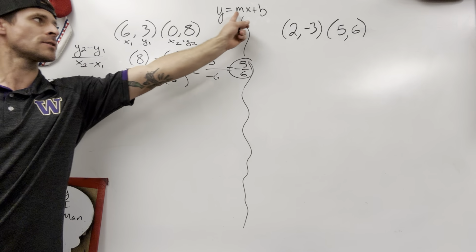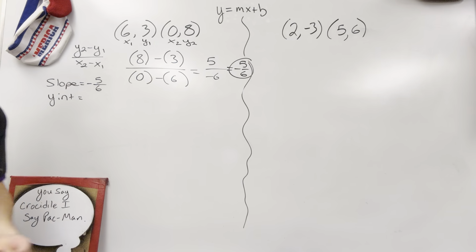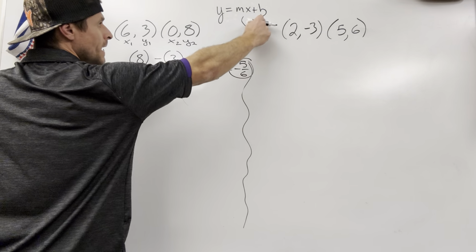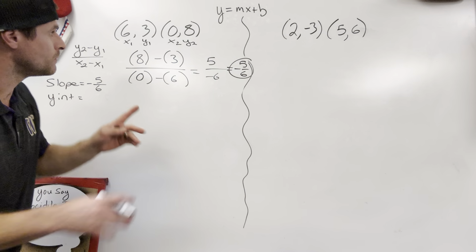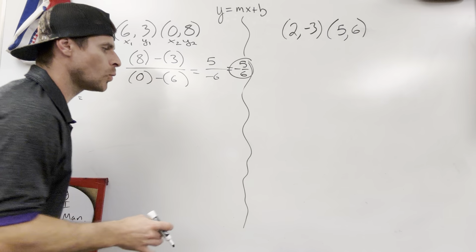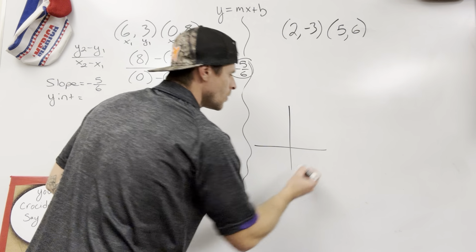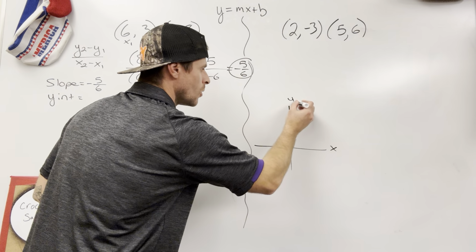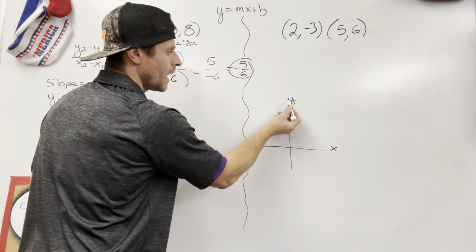Not quite ready to write the whole equation out because I don't have the b. I don't have the y-intercept quite yet, but here's the good news. If you look at these 2 points, you are given the y-intercept. How do I know one of them is a y-intercept? Because what we know about a y-intercept is that it's always going to be on the y-axis.